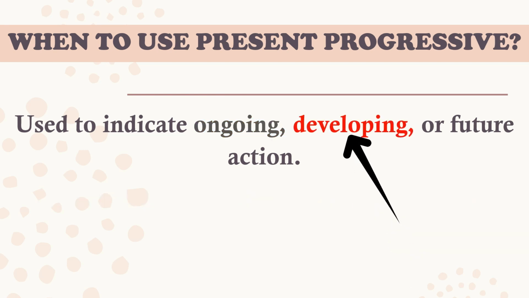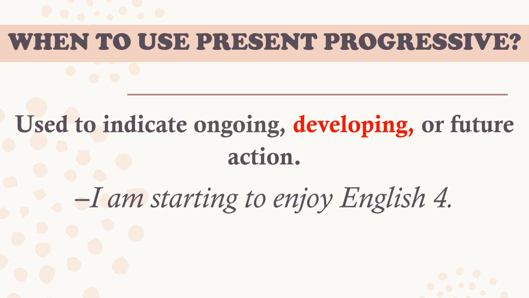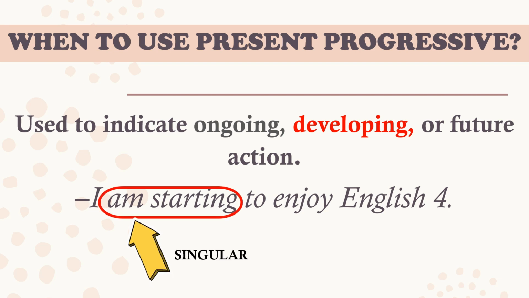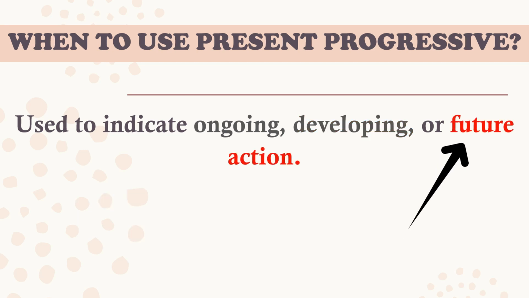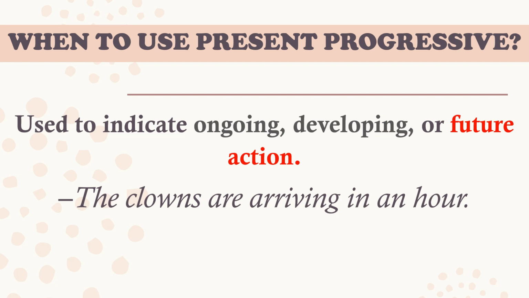Next is developing action. Example, I am starting to enjoy English 4. Am starting. This is an action that is developing because of the processes, experiences, or levels for you to enjoy the English 4. For the future action, the clowns are arriving in an hour.